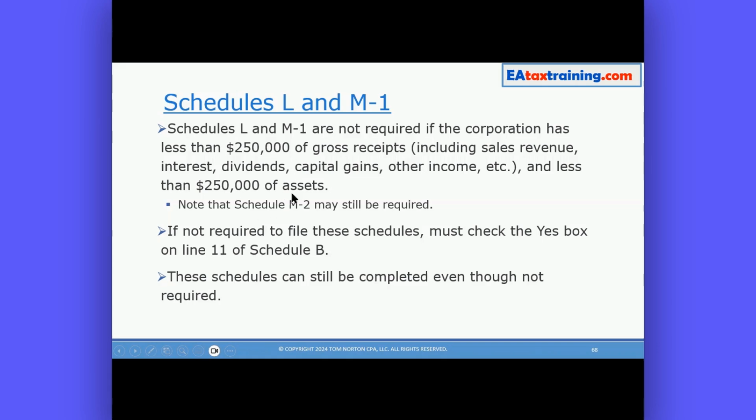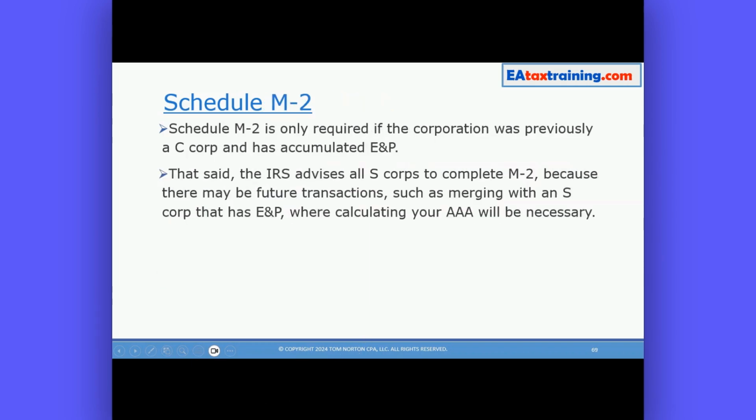If you're not required to file these schedules, then you have to check a box on Schedule B. It just says, did you have less than 250,000 of gross receipts and less than 250,000 of assets? And you just say yes. And when you do that, you don't have to file L and M1, but of course you are still allowed to file them even if you are not required to do so.